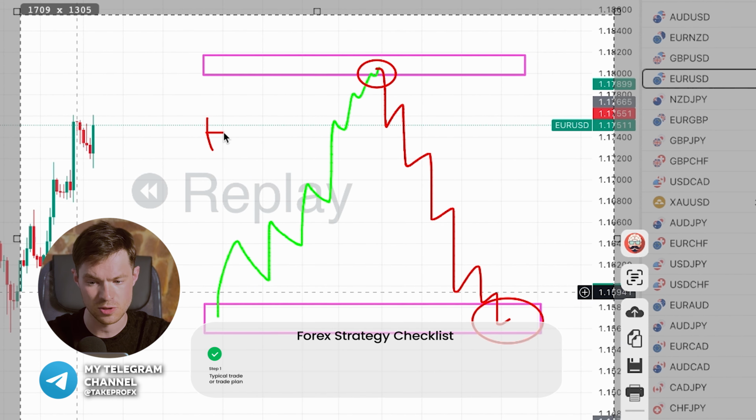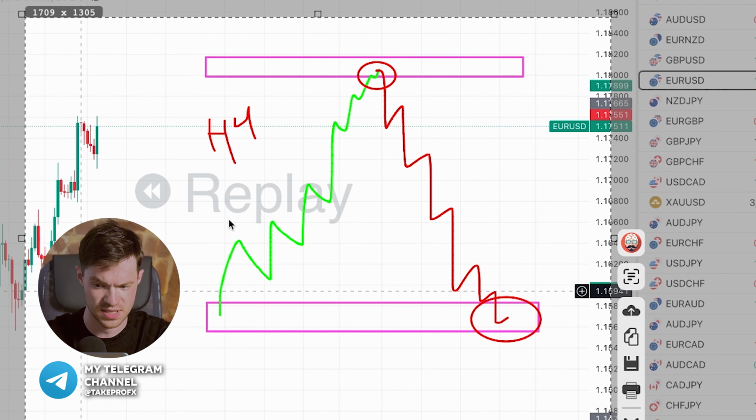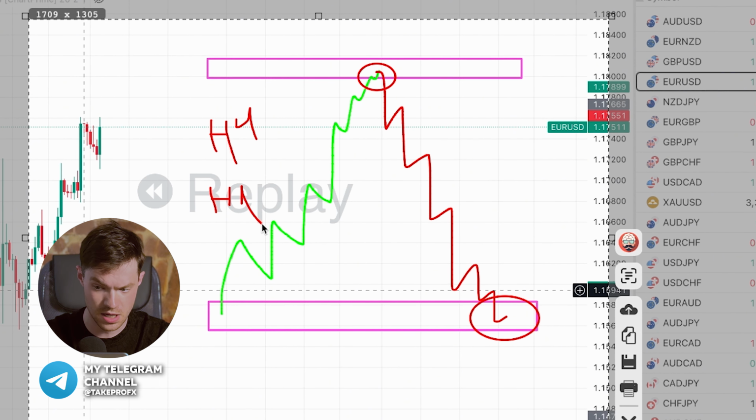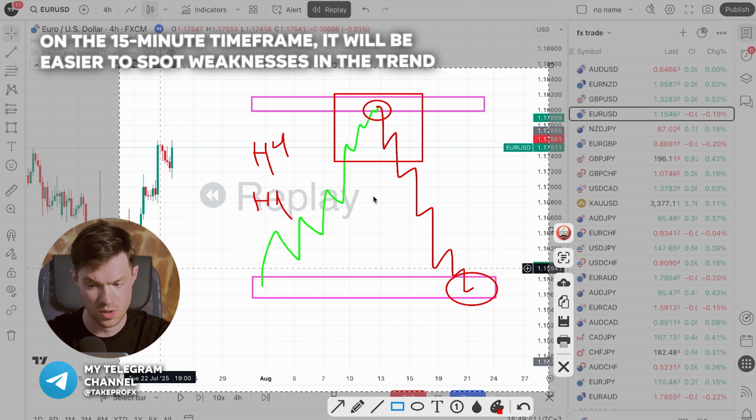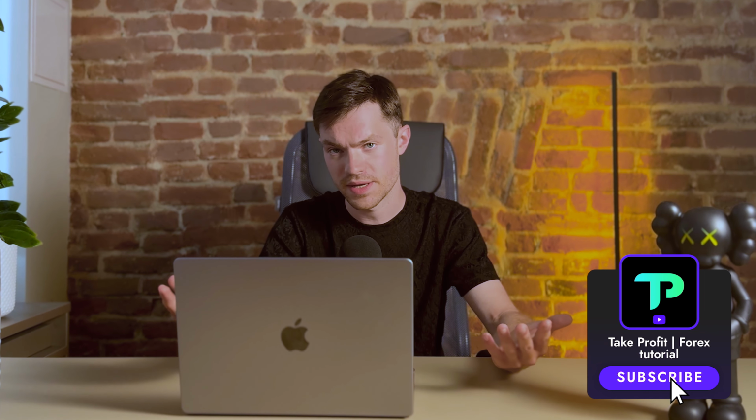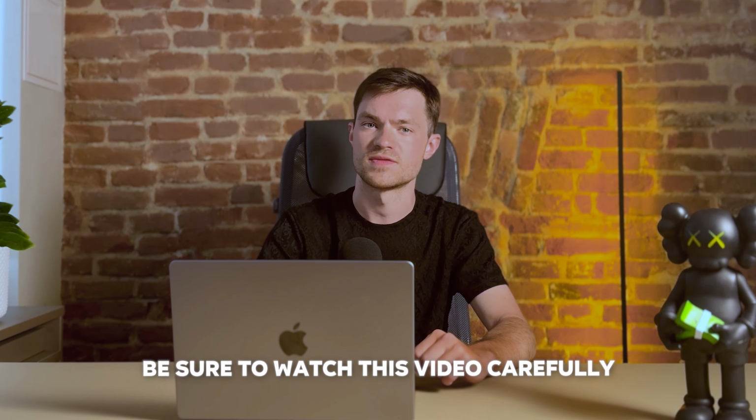These moments can be absolutely invisible on such senior time frames as 4 hours or 1 hour. But if we switch to the 15-minute time frame and see the picture in more detail, then here we can already look for trend weaknesses, on which we will open a trade. What these weaknesses are and what they look like, I will tell you now. Be sure to watch this video carefully.